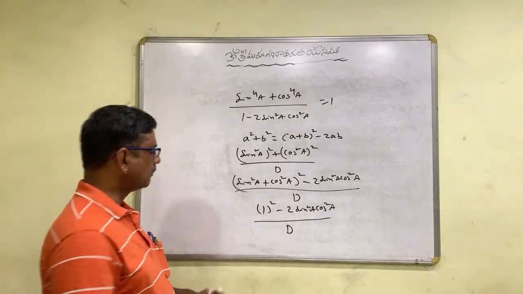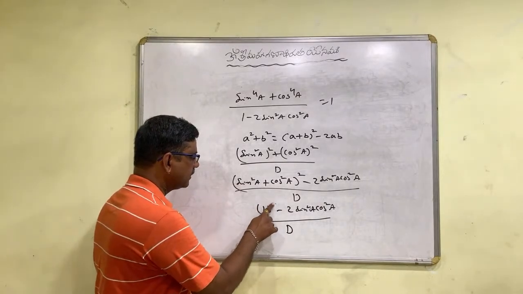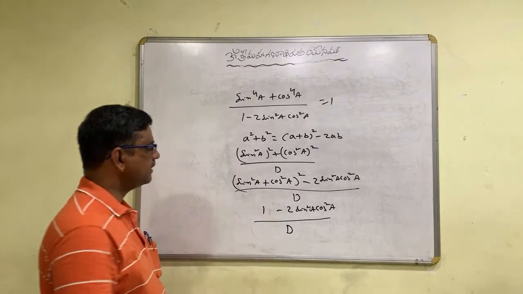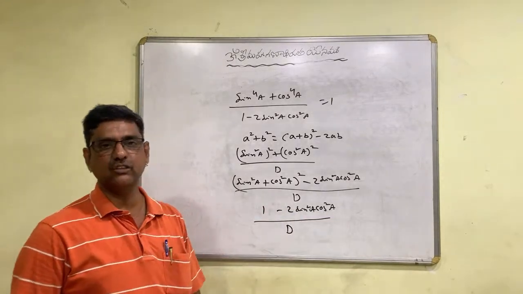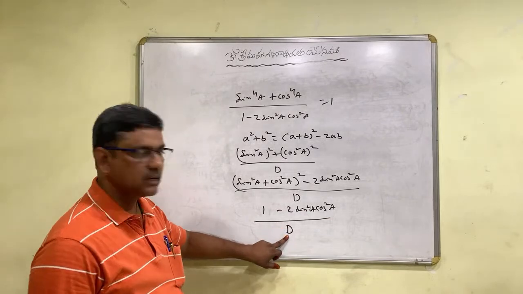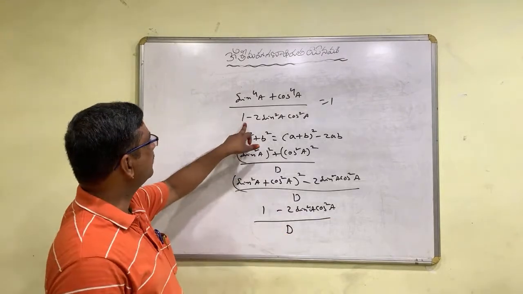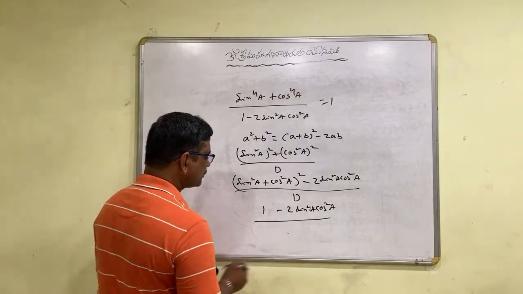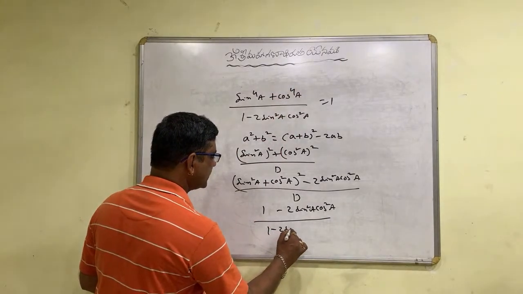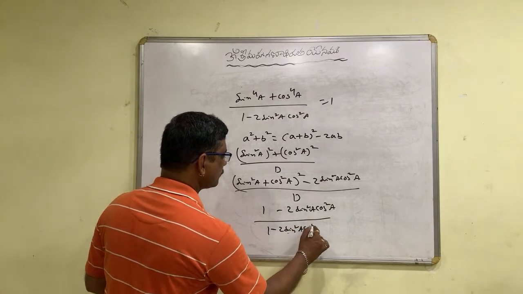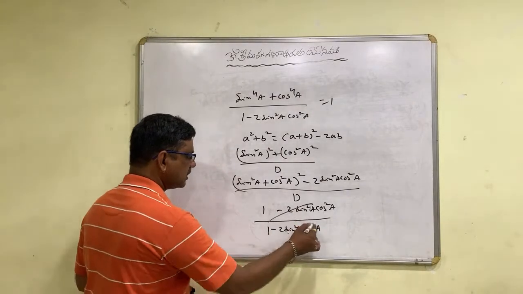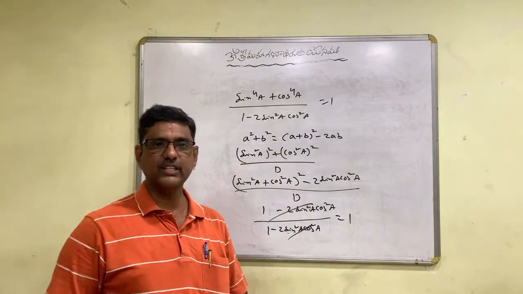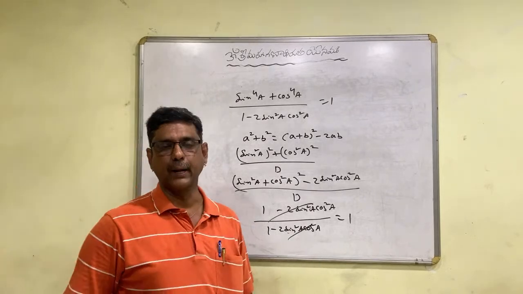Okay. Now, 1 square is 1 only. So what we have now is 1 minus 2 sin square a cos square a, and I wrote it as denominator. What is denominator, children? Which is also 1 minus 2 sin square a cos square a. So cancel and we got the result 1. Understand, children? We got the result 1.